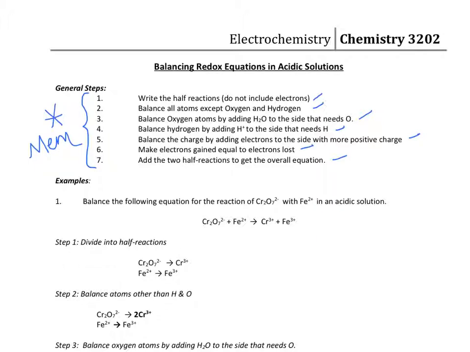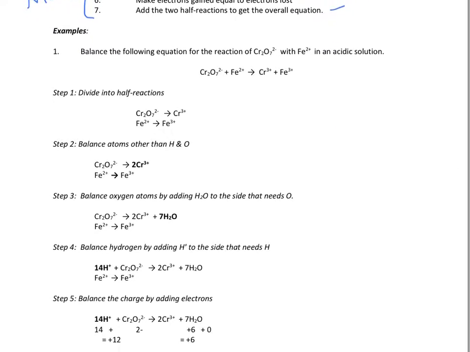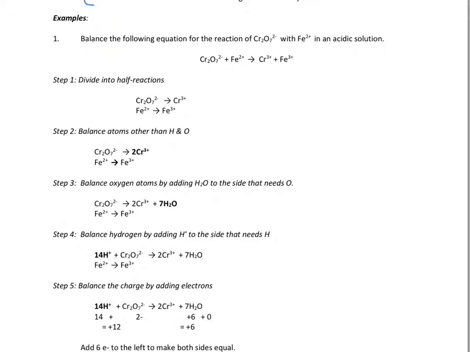Now these are the general steps. It may seem a little bit daunting right now, but we will go through several examples where you'll see that the steps repeat over and over again, and as long as you keep with those general steps, you will not get the question incorrect. So let's go through the example that's already done out for you. We've been asked to balance this equation in acidic solution.